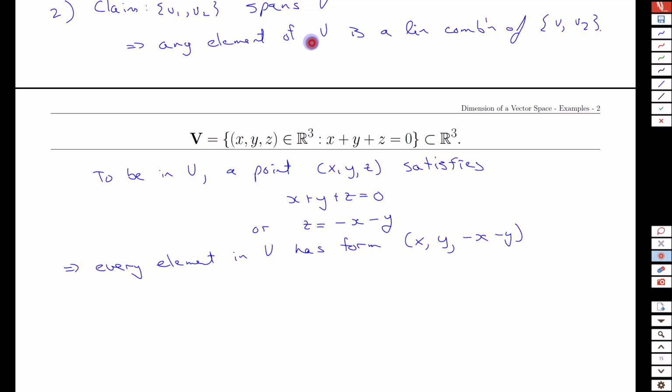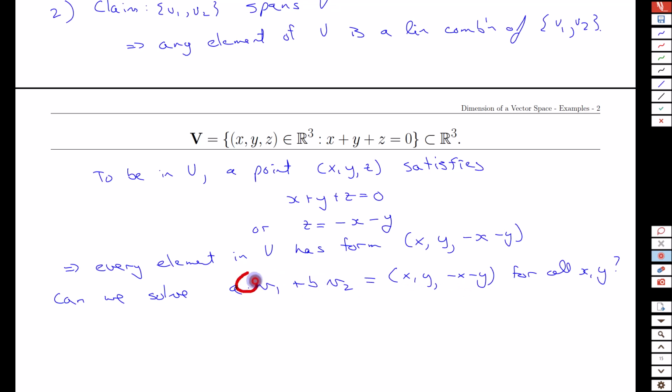Now, can I find that element of v as a linear combination of v1 and v2? So, given this target, can we build this vector here, or any element of this form, based on, let's call it a times v1 plus b times v2 equals x, y, negative x, negative y, for all x and y. If you give me x and y, can I find a and b as a result?